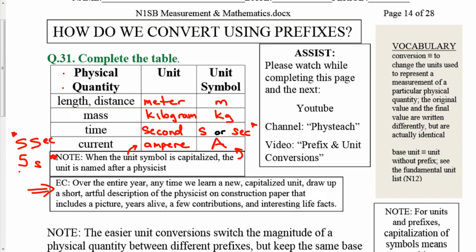Take a piece of construction paper, draw up something nice, put a picture on there, you can print it, put a couple interesting things, years alive, what they contributed. Doesn't have to be a lot. A few interesting facts, and most of these physicists had very interesting, sometimes painful lives, so get creative with what you find on there. A couple interesting life facts.